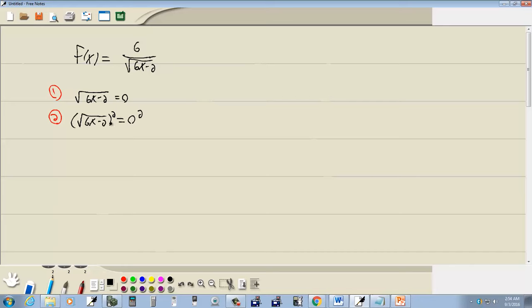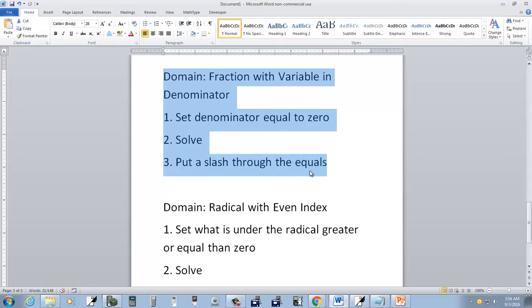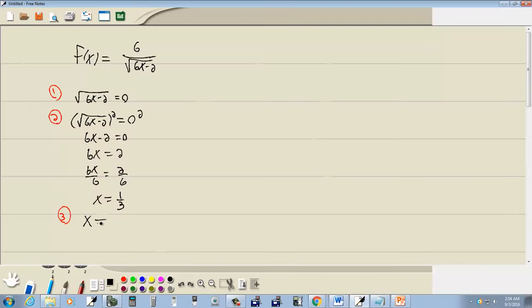And the square root and the second power cancel each other. So we got 6x minus 2 equals 0 squared, 0. Now take negative 2 over, it becomes a positive 2. Divide both sides by 6. And we end up with x is equal to 1/3. Now this is the value we cannot have. So step 3 says put a slash through the equals. X cannot equal 1/3. We'll come back to that.